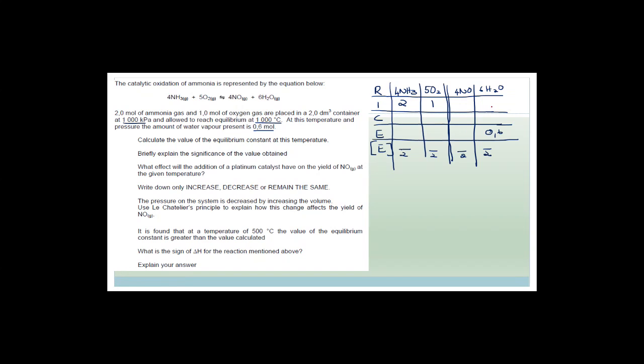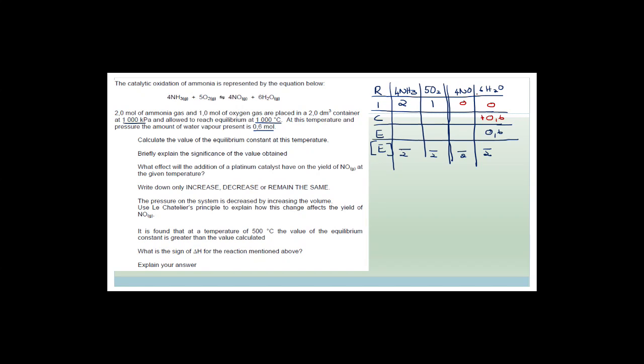Now let's work out what we know. Initially, we had zero of this, which means we made 0.6 of that. Now, the reason I like this question is because these ratios aren't nice. There's no 1 to 2 or 1 to 3 or anything else. It is 4, 5, and 6. So you need to think a little bit about how you're going to get this.